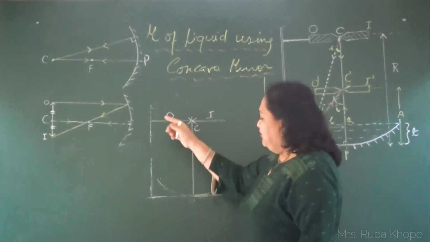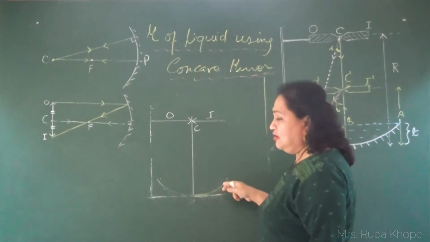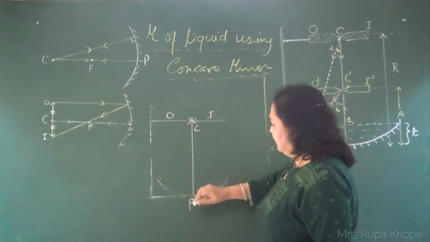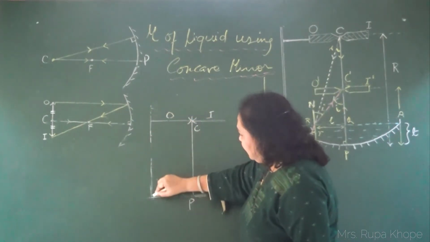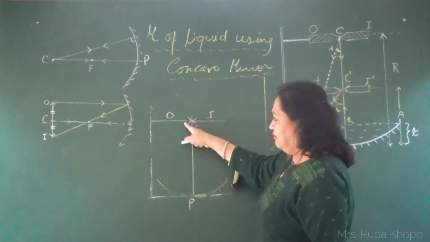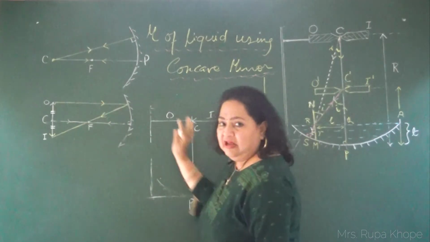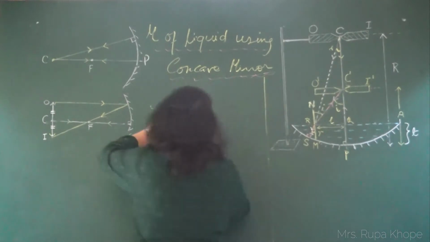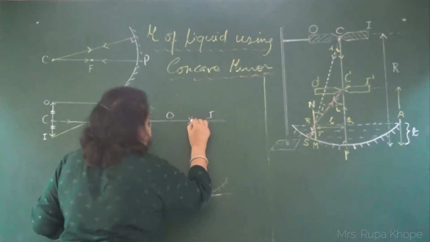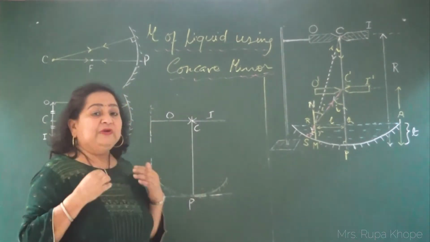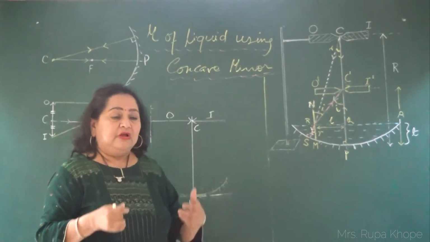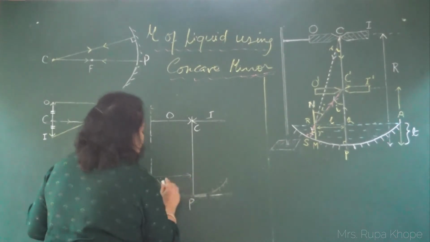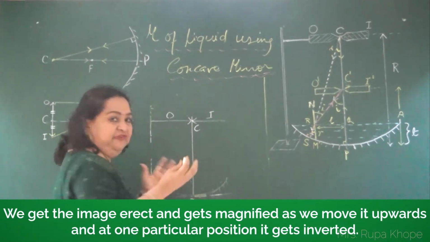Now we have kept the concave mirror on the base of the retort stand. This is the pole of the mirror. This is the retort stand. I have clamped an object. So actually this is the same diagram, this one horizontal and this one vertical. Here, this is my center of curvature. Now, how will you come to know that this is the center of curvature? To start with, we keep the object pin here. We get the image this way only, magnified.